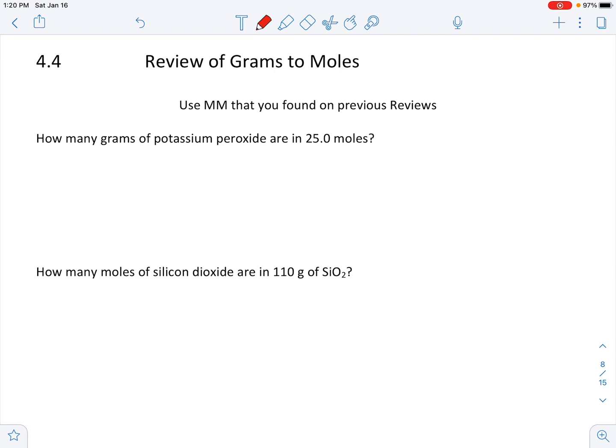This is going to be 4-5, but first you must do a review of grams to moles. Remember, this goes on the left side of your grams to moles notes. And the beautiful thing is, I did you a little favor. You already have molar masses, so you shouldn't have to do that part of it. Okay? Hit pause. See you in the next one.